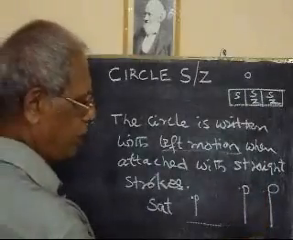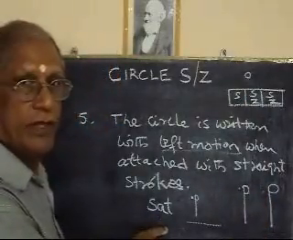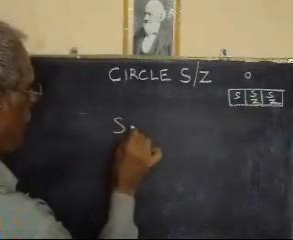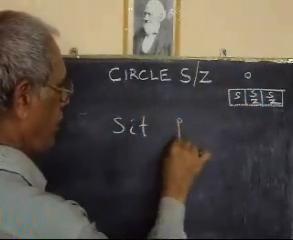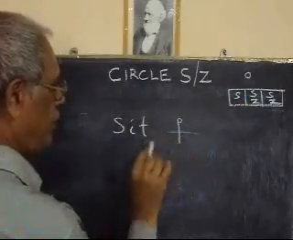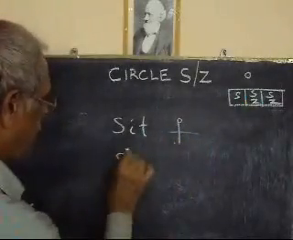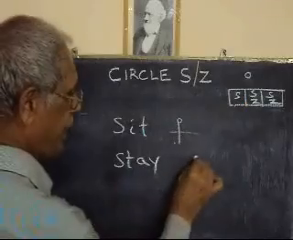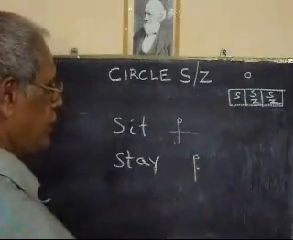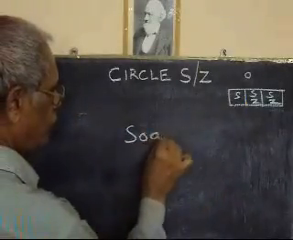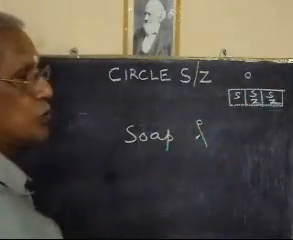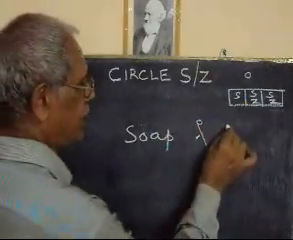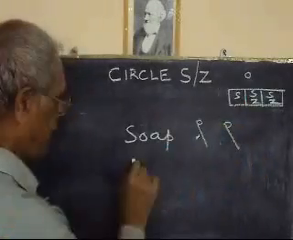Above the line, because the first sounded vowel is the first place vowel. Sit. Stay. Soap. The circle is written with left motion.